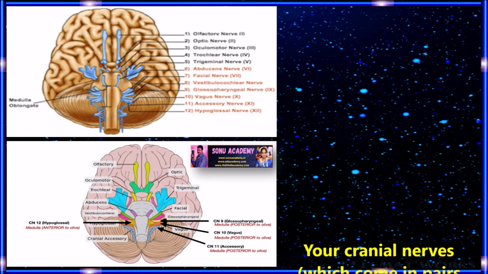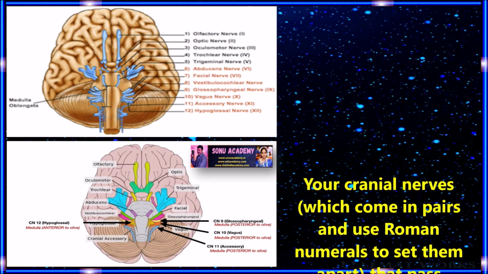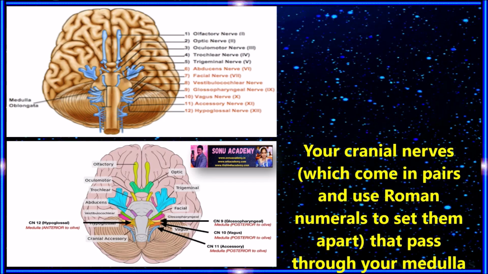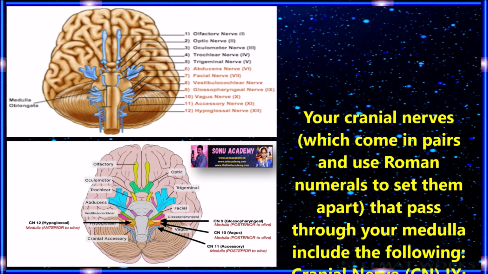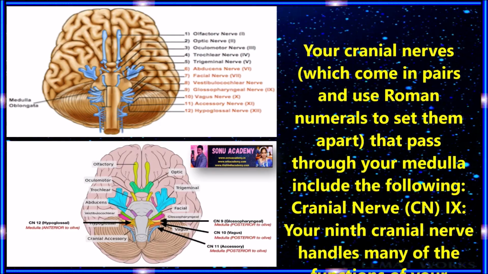Children, now let us discuss the medulla and the cranial nerves. Your cranial nerves, which come in pairs and use Roman numerals to identify them, that pass through the medulla include the following. Cranial nerve 9.